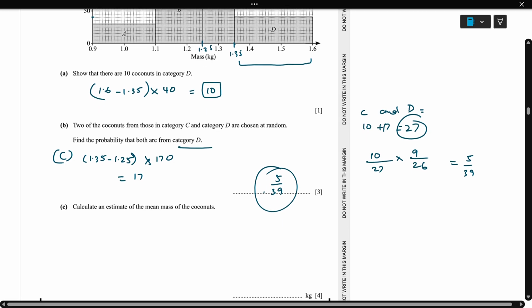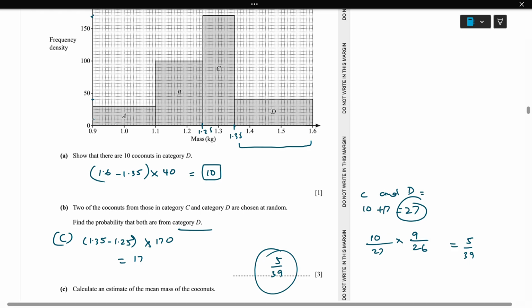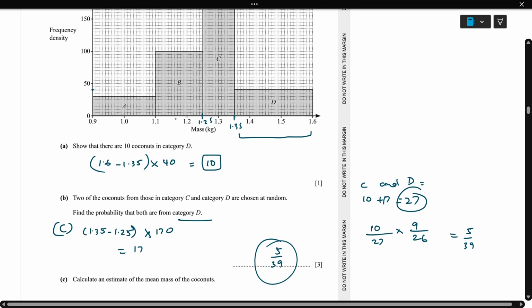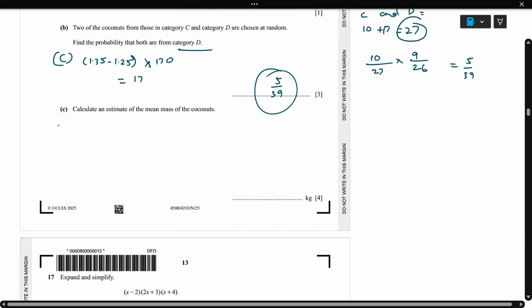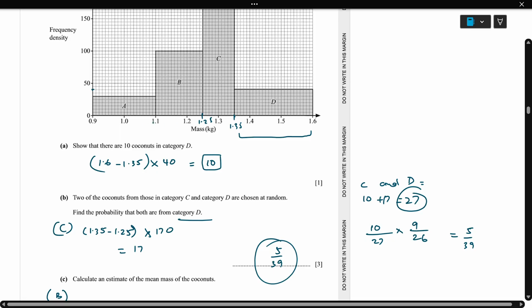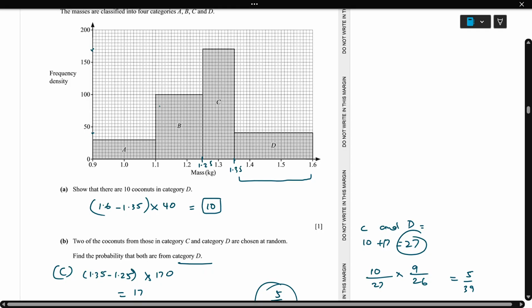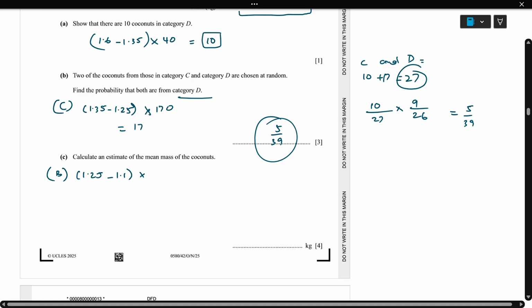Next, estimate the mean. Here for each one we need to find the total. We have only C and D, so we need to find the A and B totals. Okay, first we'll find B. B is from 1.1 to 1.25, so 1.25 minus 1.1 times the height, which is going to be 100. So the total is 15 here.